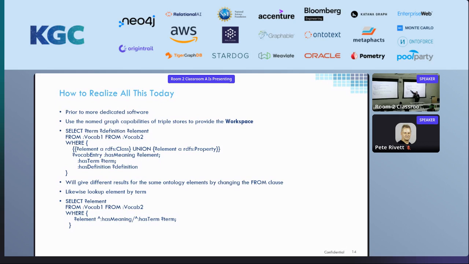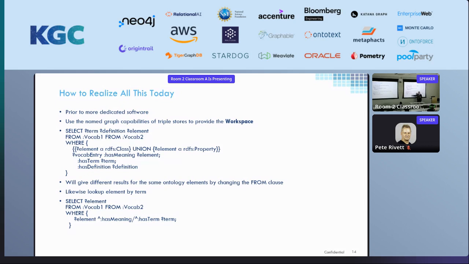And then what we're doing here, to get everything in an ontology, for example, is instantiating element as a union of the RDFS classes and the RDFS properties that we have in scope. And then we're getting the vocabulary entry for these. So this is going in the inverse direction from the element to get the vocabulary entry for it, which is in scope. And then having got the vocabulary entry, we're getting the term and the definition. So this is like providing a complete glossary or definition lookup. And this will give different results by changing the vocabularies that you're going to be querying.